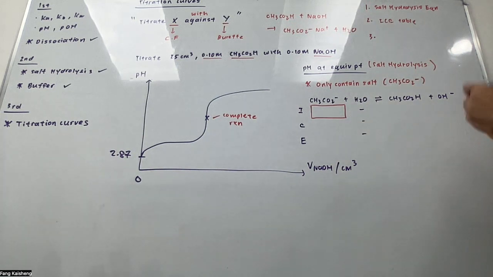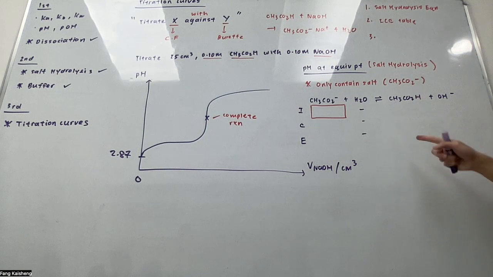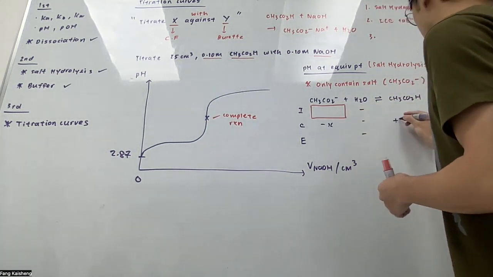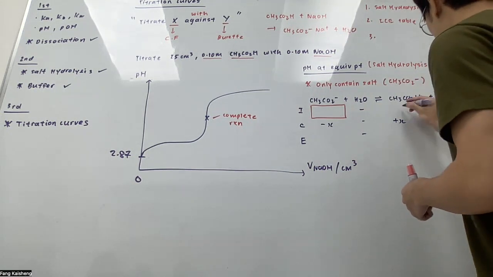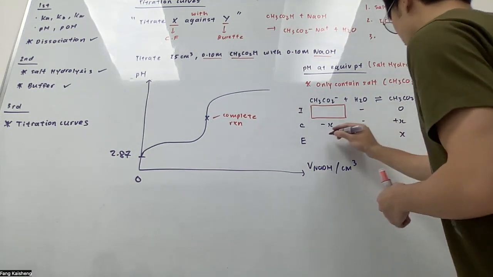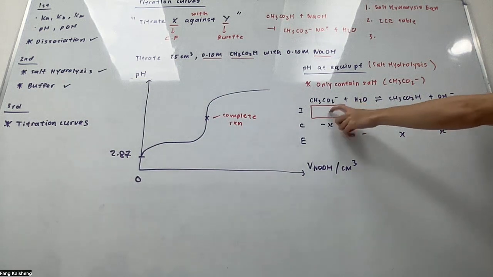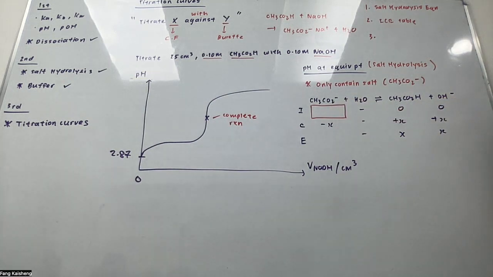What I want you to do first to make your life a bit easier: salt hydrolysis calculations are very tedious. So for the table, I need you to memorize minus x, plus x, plus x. Everything here is similar to dissociation. This is one of those few times I'll ask you to just memorize the IC. The only thing you need to calculate is this: what's the concentration of CH3CO2 minus?